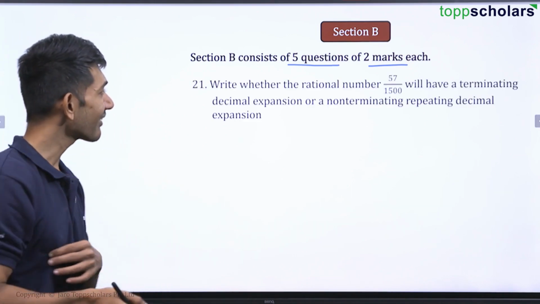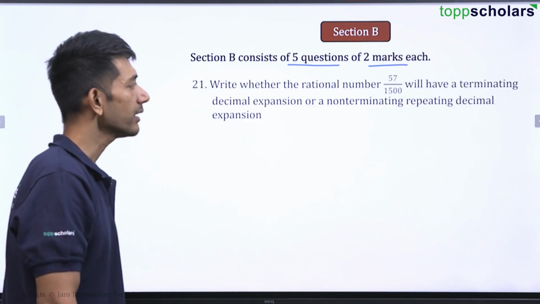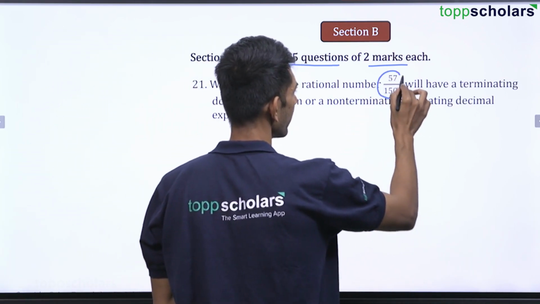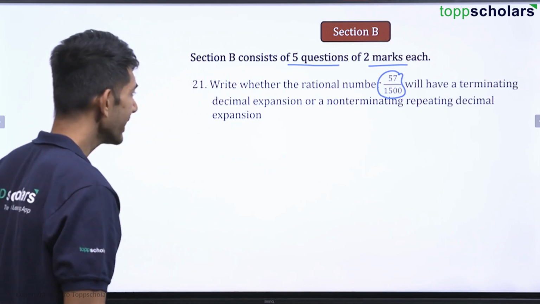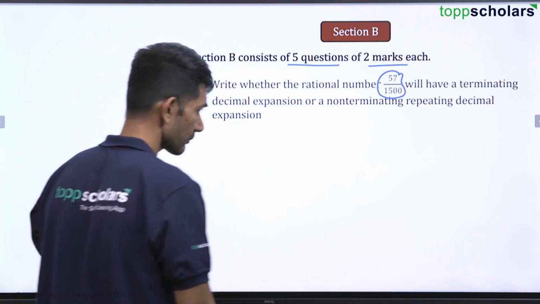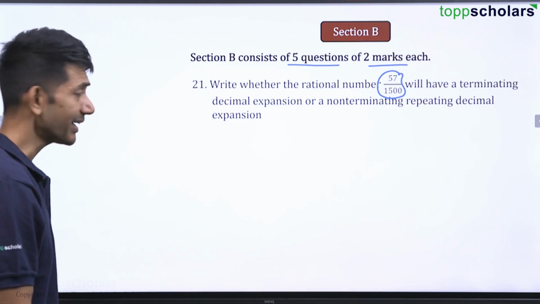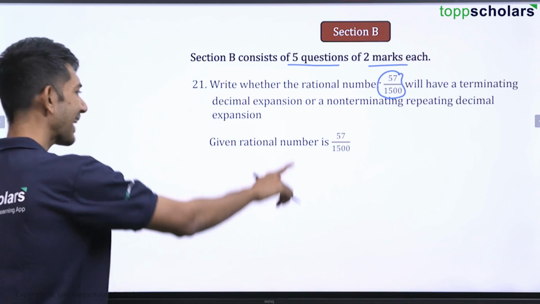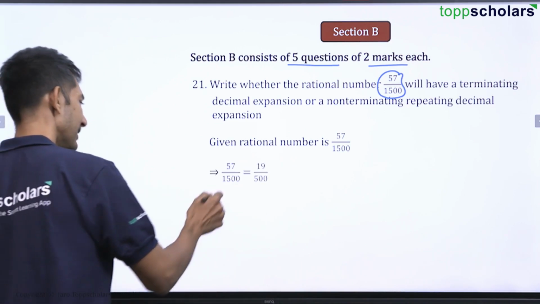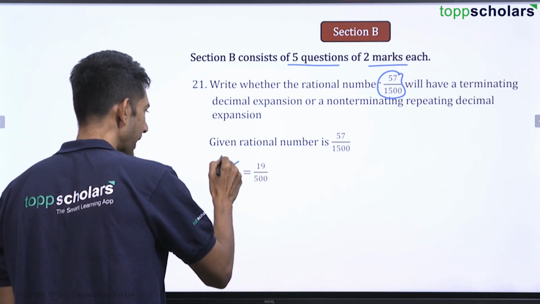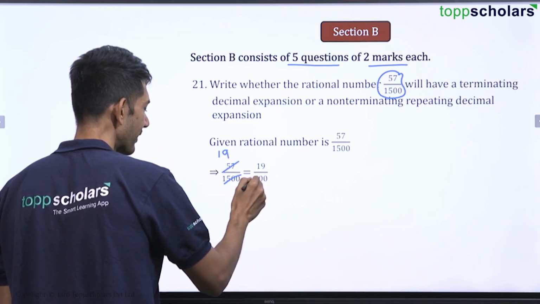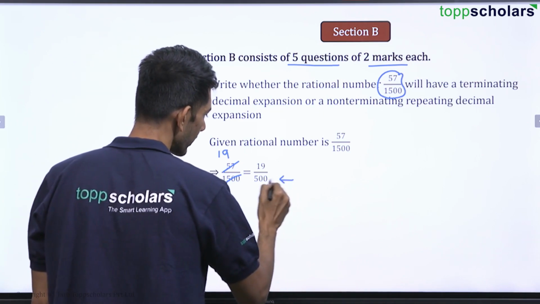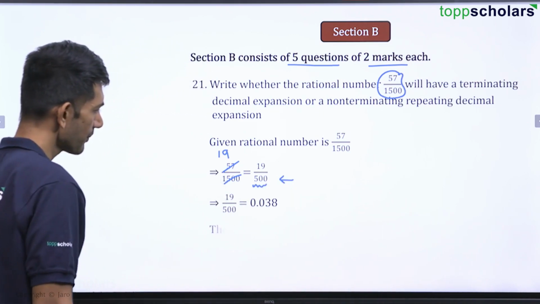So it says, write whether the rational number 57 by 1500 will have a terminating decimal expansion or a non-terminating repeating decimal expansion. This is the question. So the rational number is already given and if I cancel this, that is divide by 3, I get 19. If I divide by 3, I get 500. I get 19 by 500 and once I get 19 by 500, I look at the denominator here. Correct?